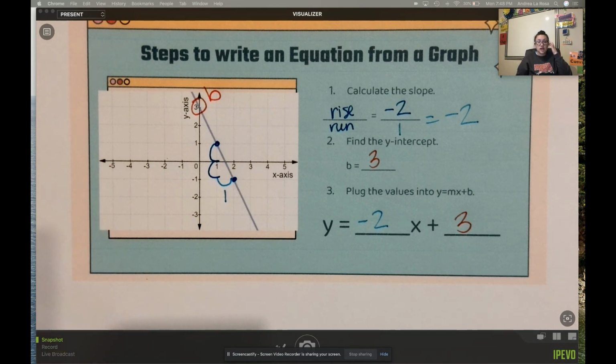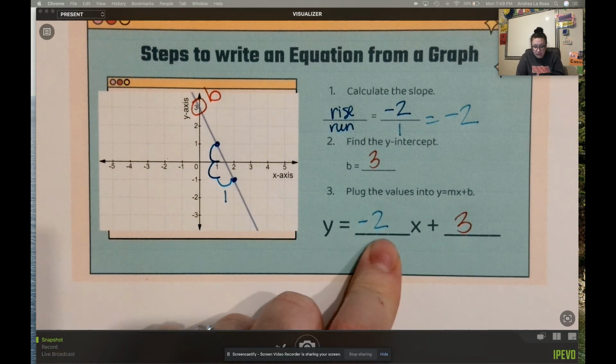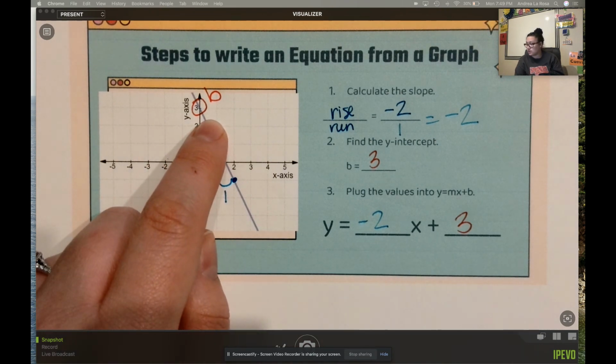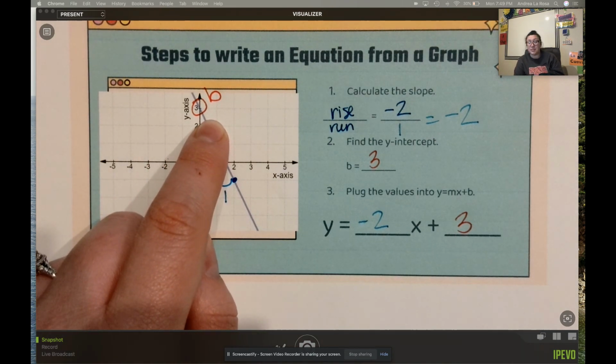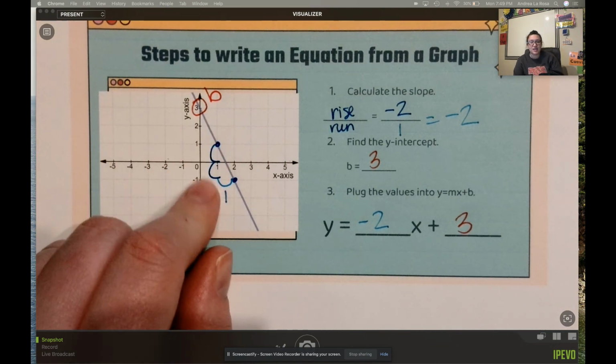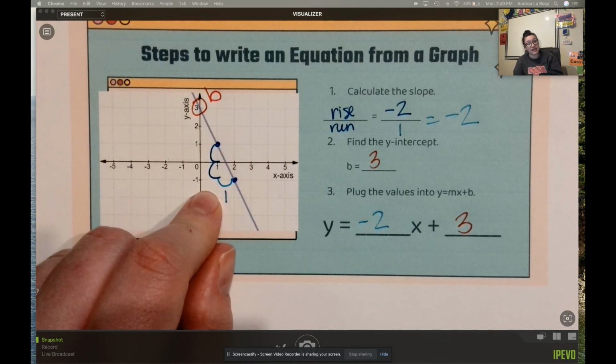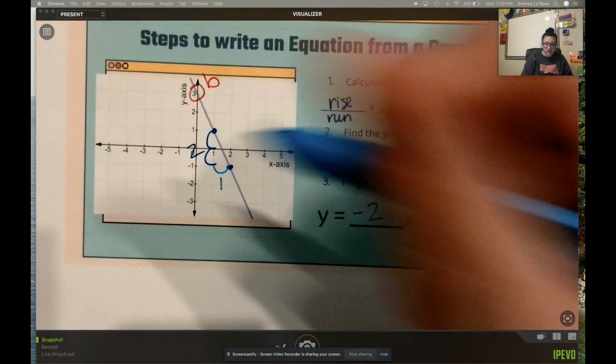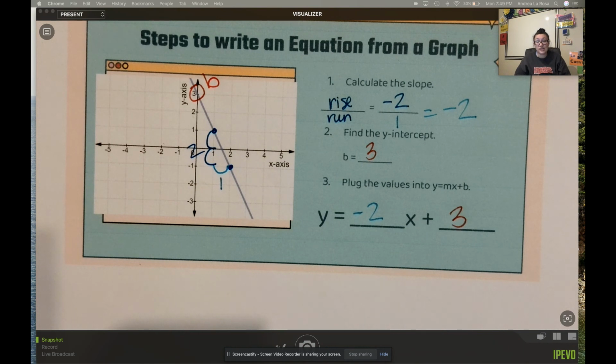All right, for your equation here, you should get y equals negative 2x plus 3. My b here is 3. Even 3 for a lot of them. It can be a number other than 3. That is possible. And then my slope was negative 2. I went down, and then I ran 1. If you guys have any questions on this, please let us know. Otherwise, good luck with your formative.